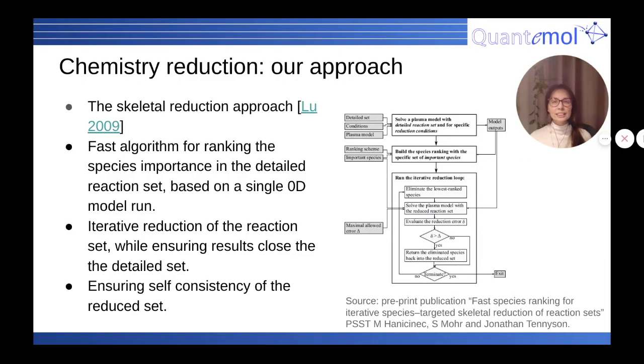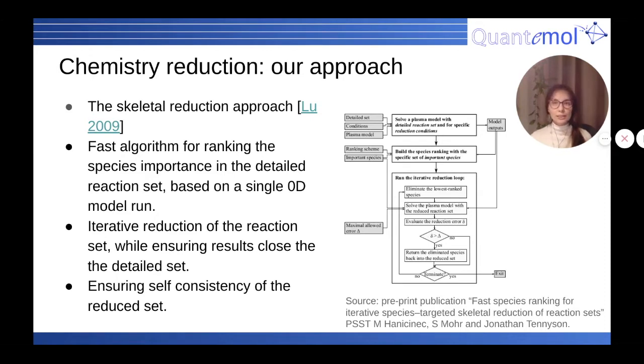Quantemol is using a skeletal reduction approach to our chemistry optimization, and we have developed software which performs this optimization. Initially, it starts with a 0D model run of the chemistry with all species. 0D models usually run very fast, even with hundreds of species and reactions.